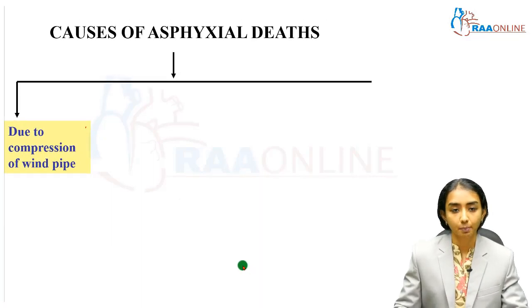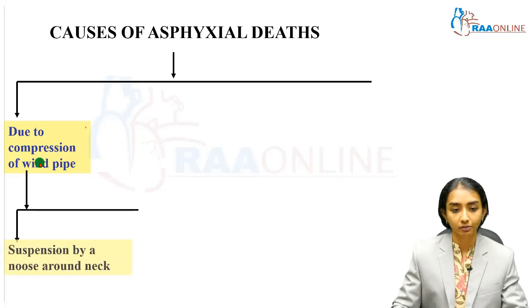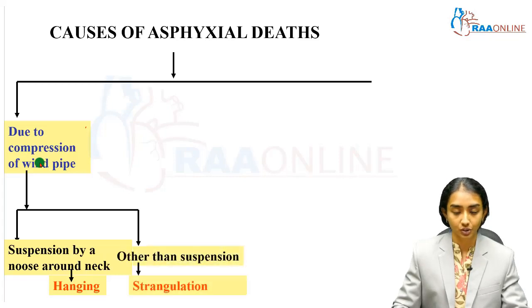So coming to the causes of asphyxial deaths. First is when there is a compression to the windpipe. So if there is going to be a compression to the windpipe, there will not be any oxygen entry into the lungs. This form of asphyxia is again divided into two types. One is when the compression to the windpipe is by a suspension of the noose around the neck and where the weight of the body becomes the suspension force. This is called as hanging. The next type is where the suspension force is anything apart from that of the weight of the body. This is called as strangulation.